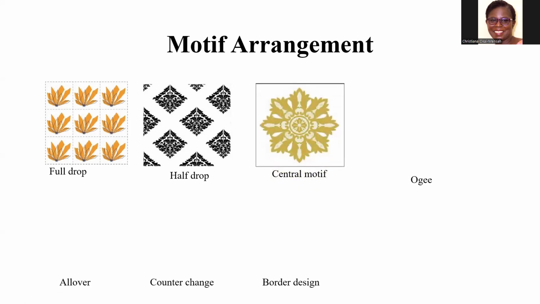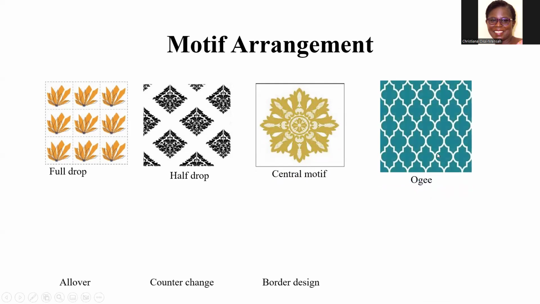This one is central motif, where the motif will drop at the center of your fabric, with no small boxes. If it is 1 yard, it will drop fully on that 1 yard. One example is the Angelina. You see how the Angelina motif is very big.